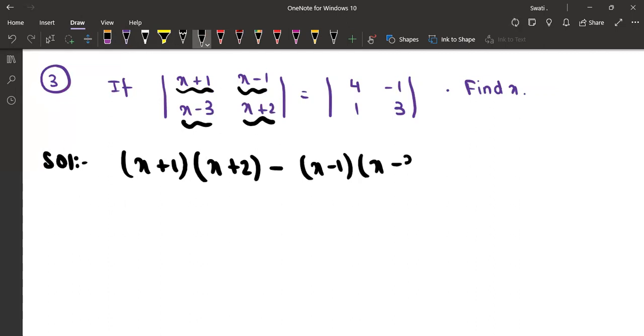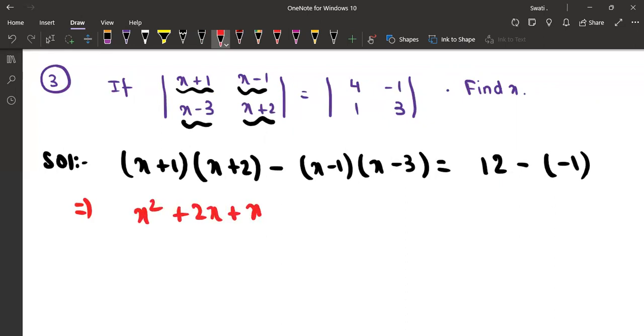x minus 1 times x minus 3. And then on the other side, 4 times 3, which is 12, minus 1 times minus 1, that is minus 1. Now, if you simplify this, clearly x times x using distributive property is x squared, x times 2 is 2x, 1 into x is x, and then 1 into 2 is 2.